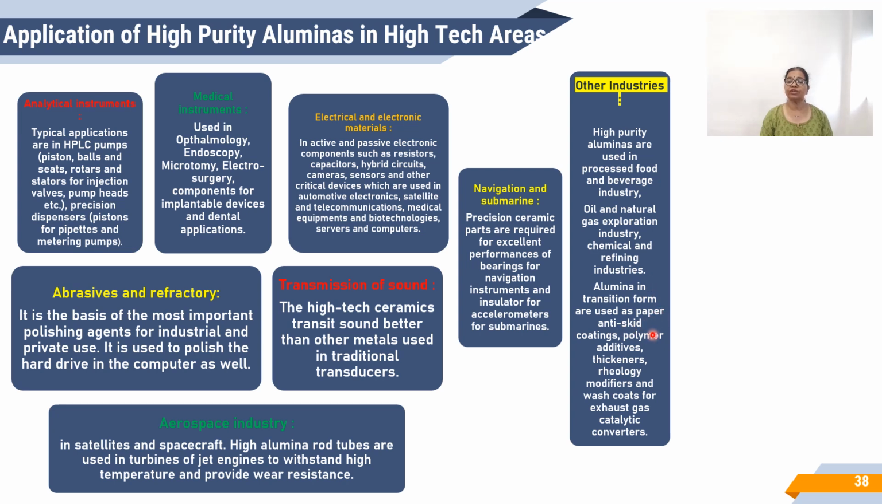And alumina in transition forms are used as paper anti-skid coatings, polymer additives, thickness rheology modifiers and wash coats for exhaust gas catalytic converters. So you can see that high purity aluminas have high-tech applications in these varied fields. Hence there is a market for this product, and these products are mostly imported. The need of the hour is that high purity aluminas be produced in India by various techniques, where whatever inputs are required for these applications can be provided in India itself.